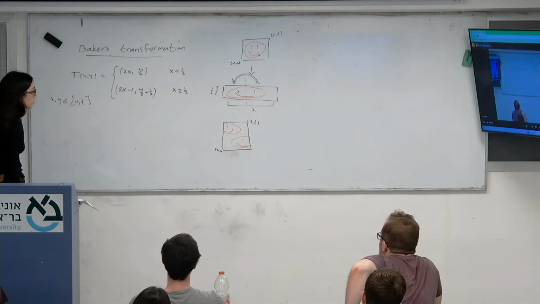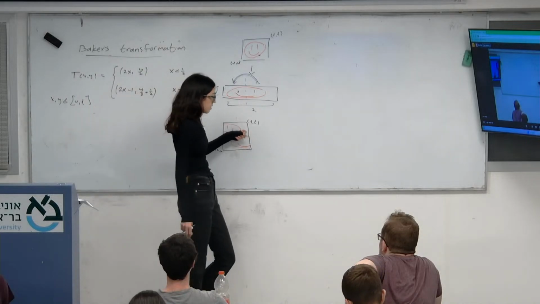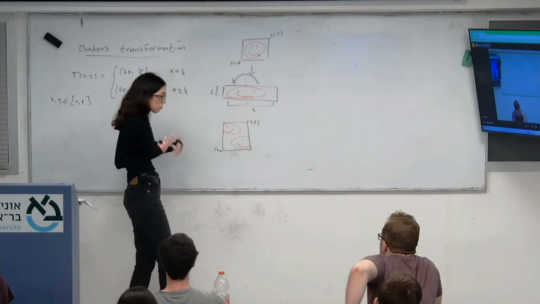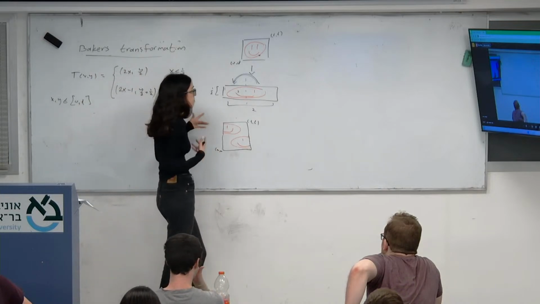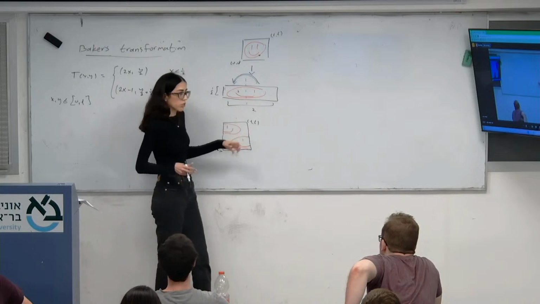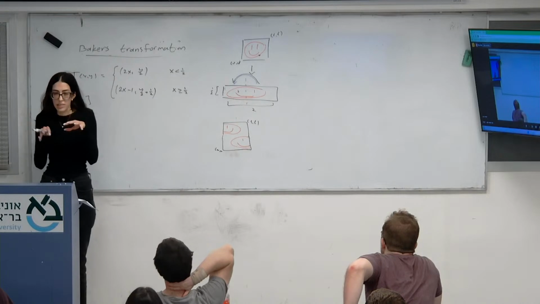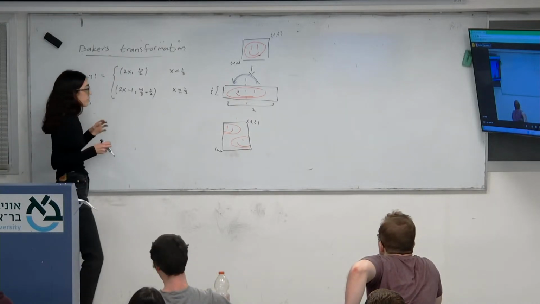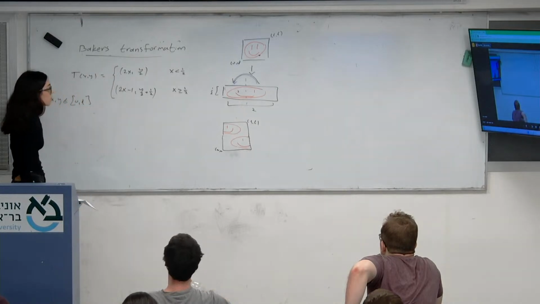Okay. Thanks. So of course we can do it again and again and again, and you can try to imagine. I cannot draw it, but you can imagine that it's just going to get messier and messier. So this is the Baker transformation.